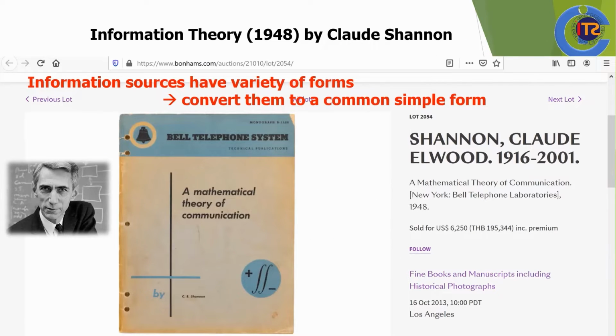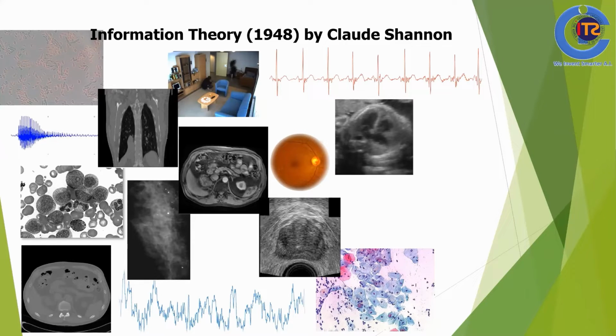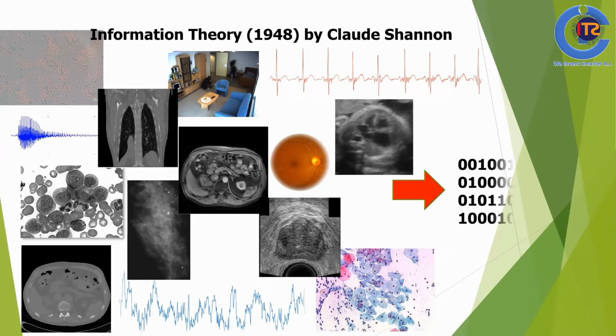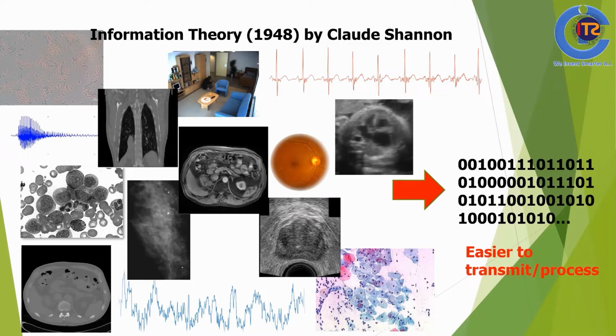Going back about 75 years ago, there was the information theory by Shannon. The idea is that we have information sources in different forms. How can we convert them to a common simple form? That's the idea of Shannon. And at the end, this is what he came up with. From different sensors, different kinds of imaging or signal acquisition, we convert all of them to a common and simple form of 0 and 1. It means that it's going to be easier to process or to be used in the transmission of the signal.